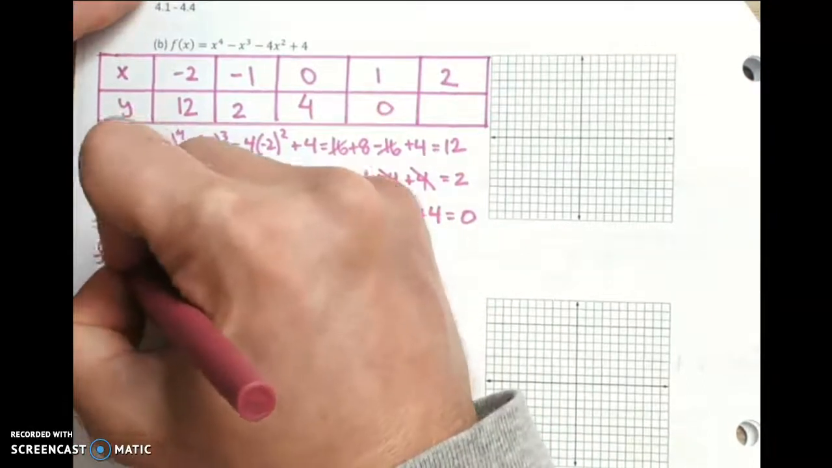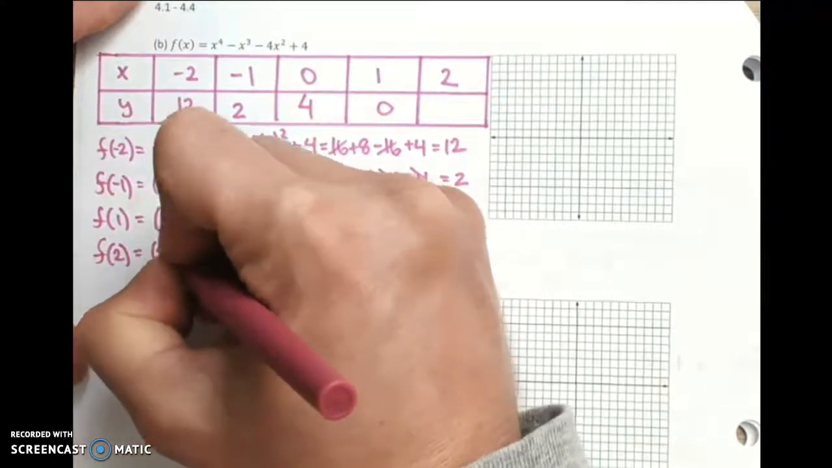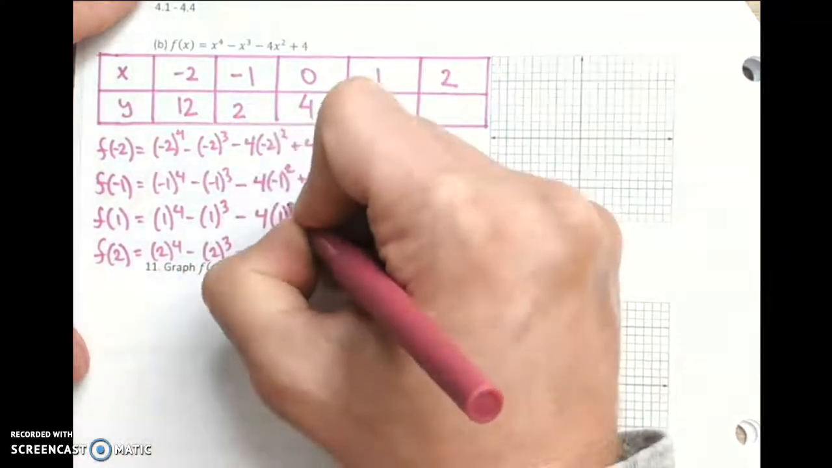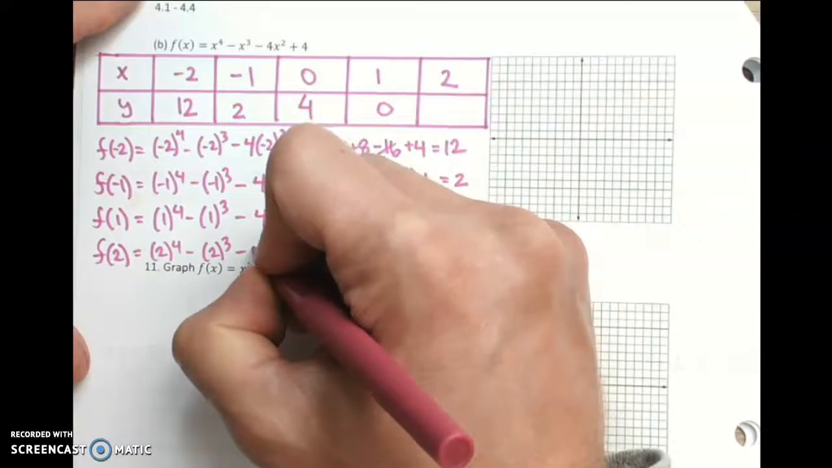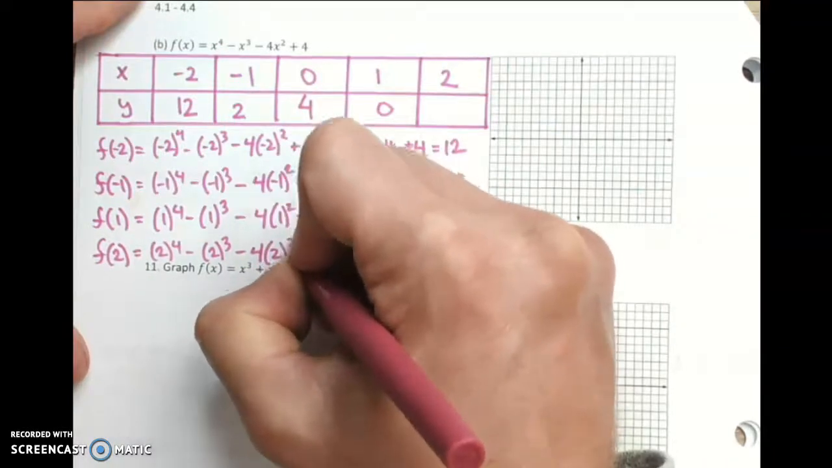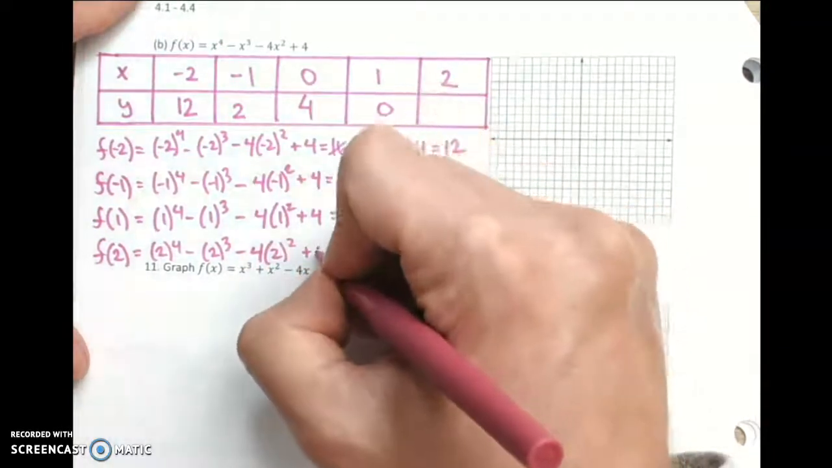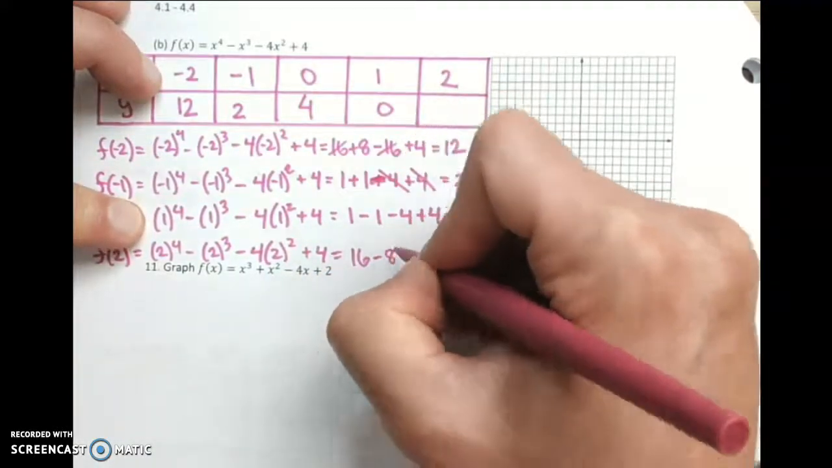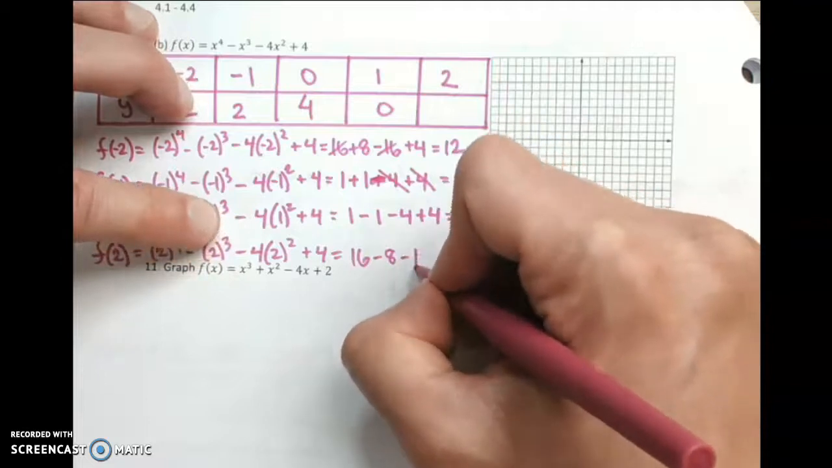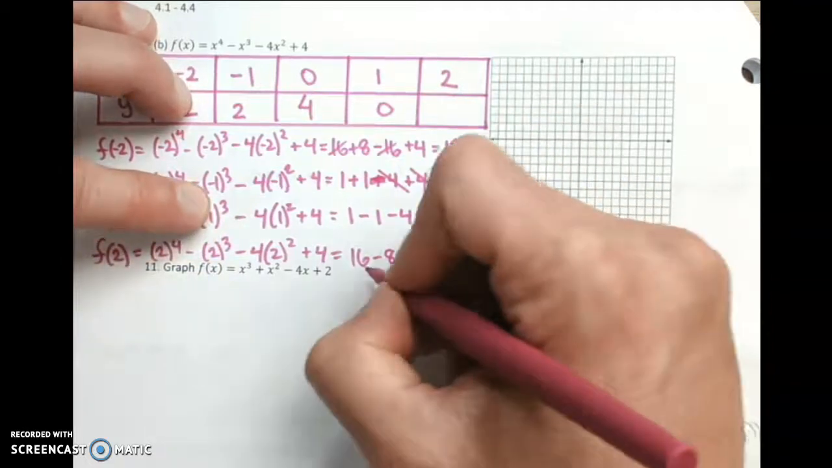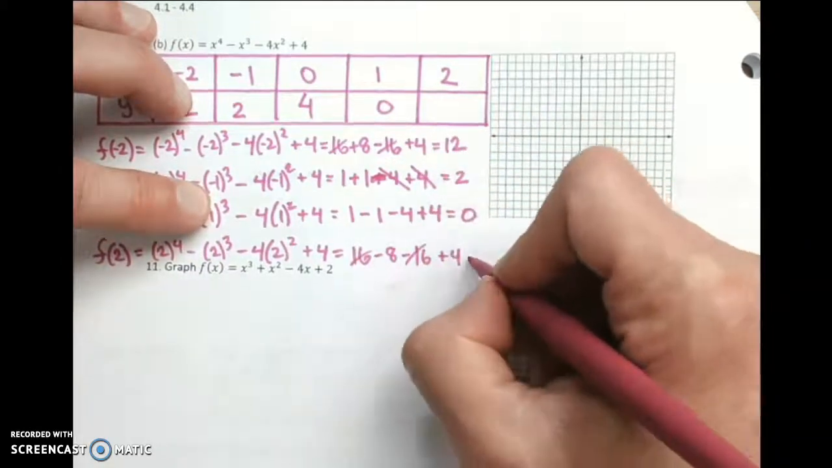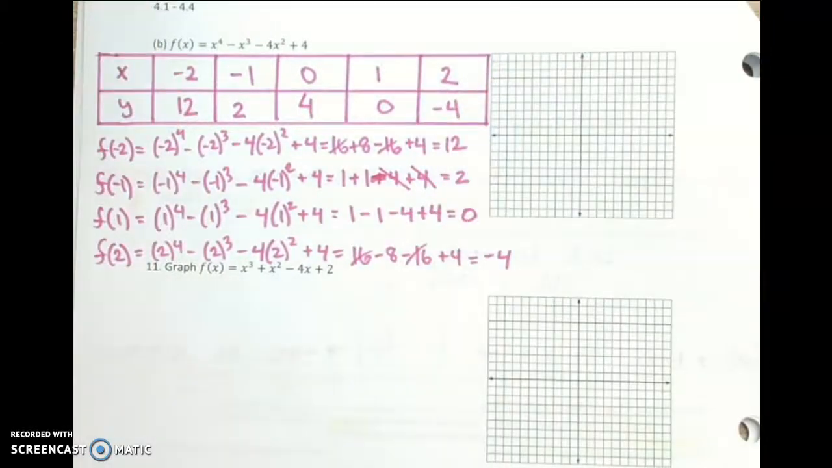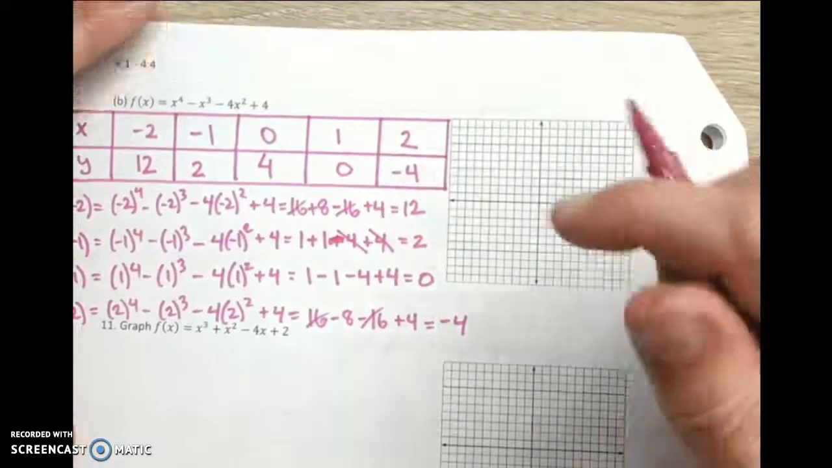Okay, F of 2. Plug it in. 2 to the 4th power minus 2 cubed minus 4 times 2 squared plus 4. Okay, that's 16 minus 8. That's 4 times, so minus 16 plus 4. Those again cancel out, and I'm left with negative 4. Okay, awesome. I'm going to plot these points.